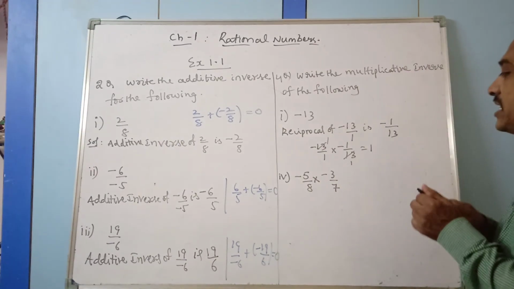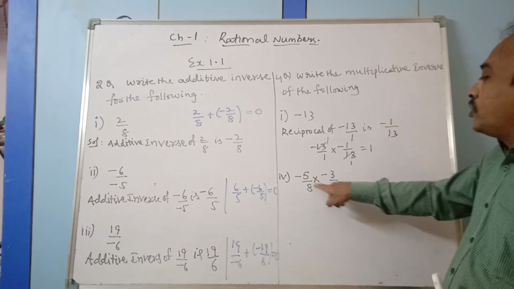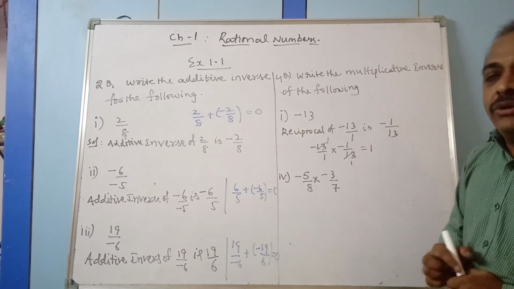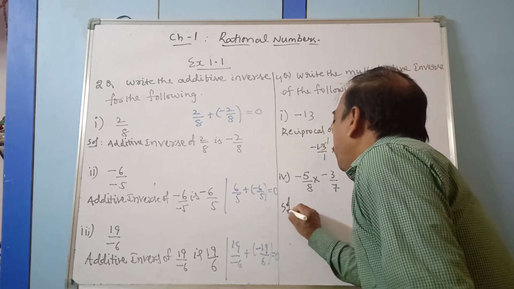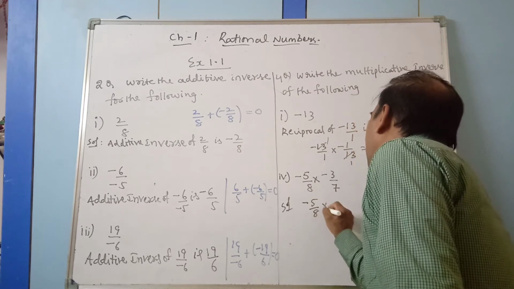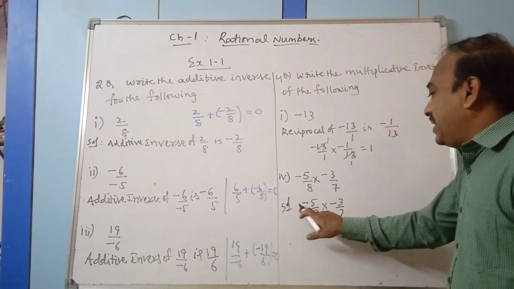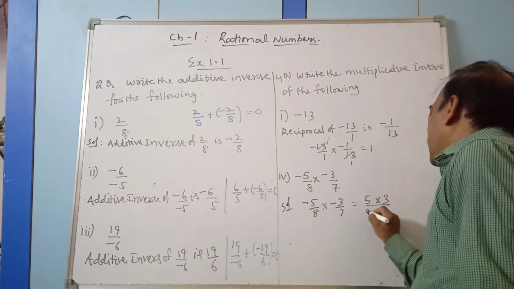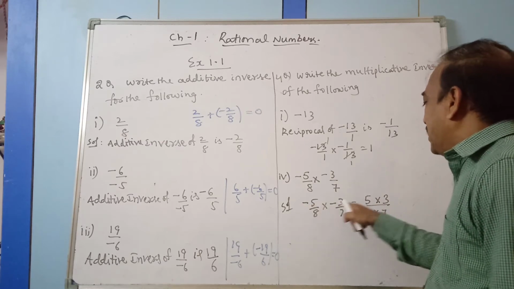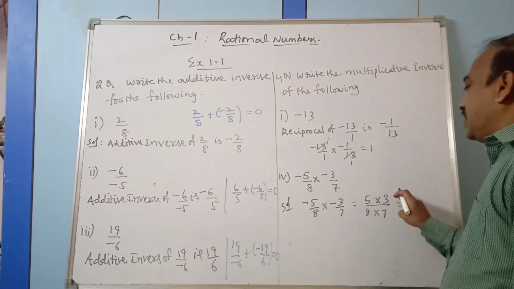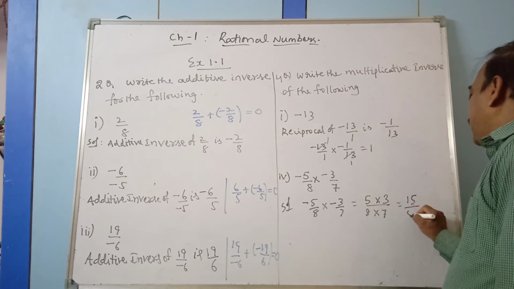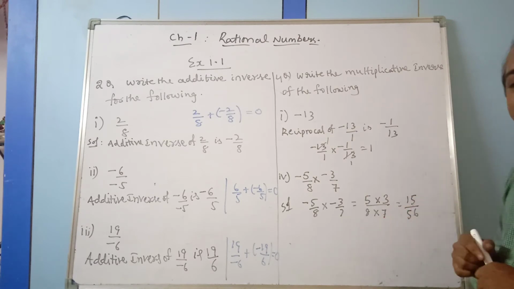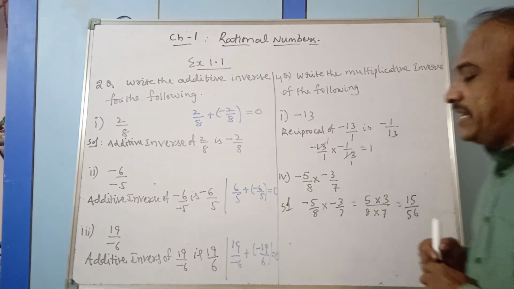Next, see this one. Here you have two fractions, the operation is multiplication. First you have to find the product of these two. For that you have to find the multiplicative inverse. So here minus 5 by 8 into minus 3 by 7, minus into minus is plus, so 5 into 3 by 8 into 7. 8 sevens are 56, 5 threes are 15. So 15 by 56 is the number.